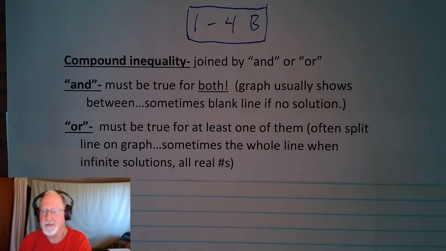And then the or must be true for at least one of them. And we often split the line on the graph. It flares out towards infinity. And I'll be doing examples of these.